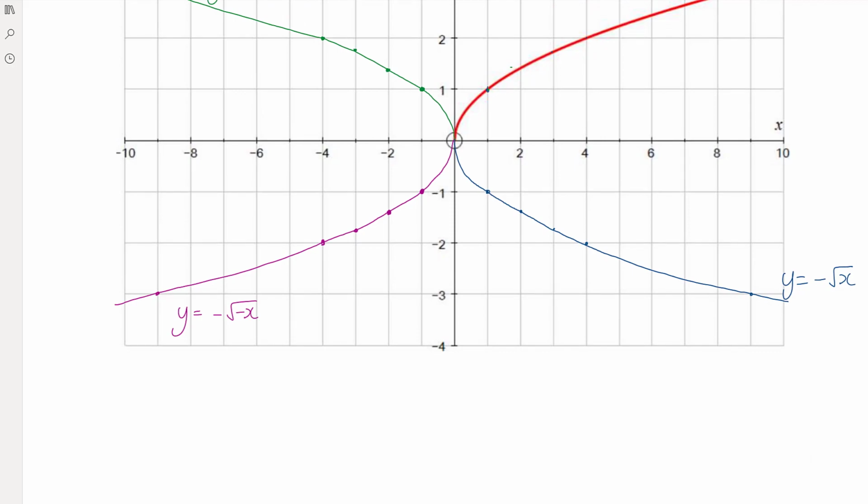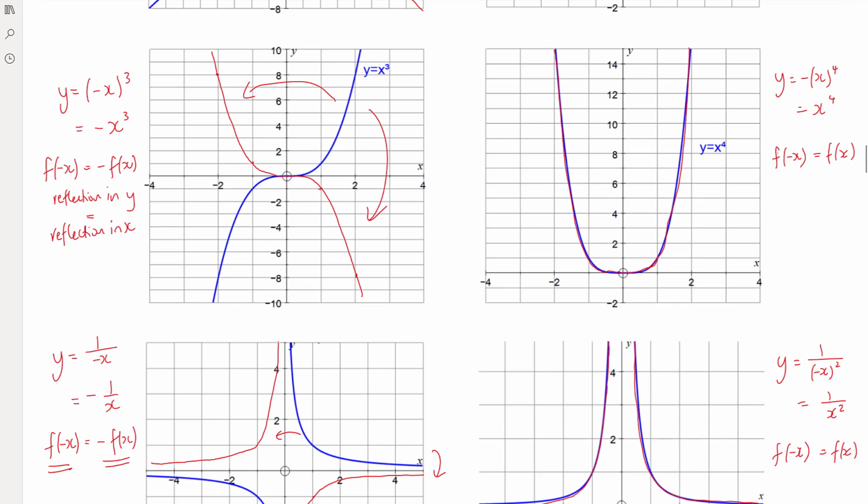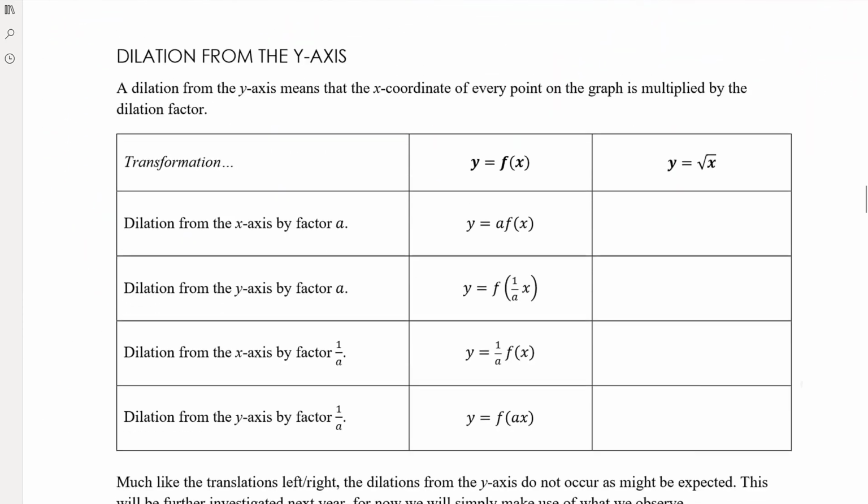The other missing transformation was dilation from the y-axis. Okay. Now, before we get into filling in this table, I want to have a play with the graphing program.